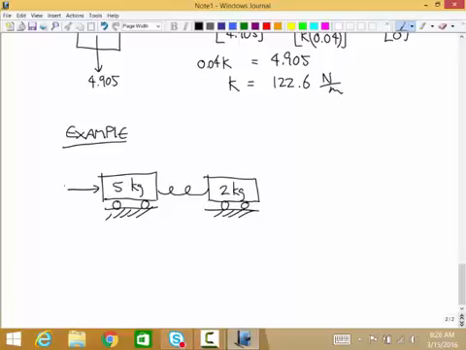Okay, so 20 newtons there. The spring constant is 400 newtons per meter. What's the change in the length of the spring?